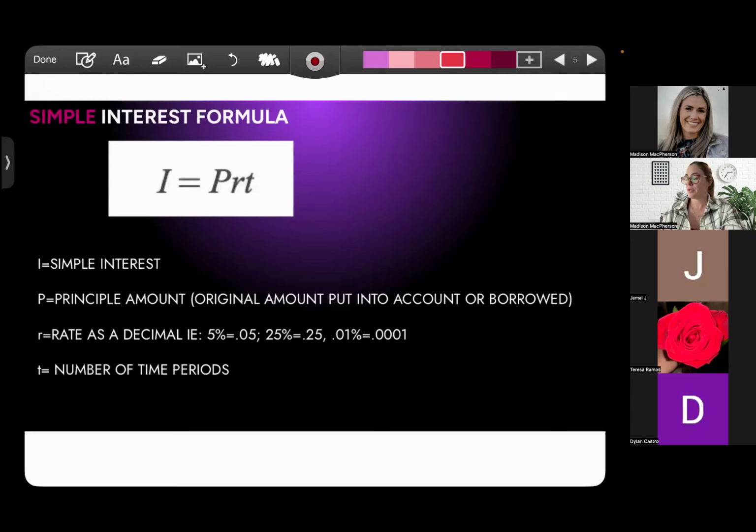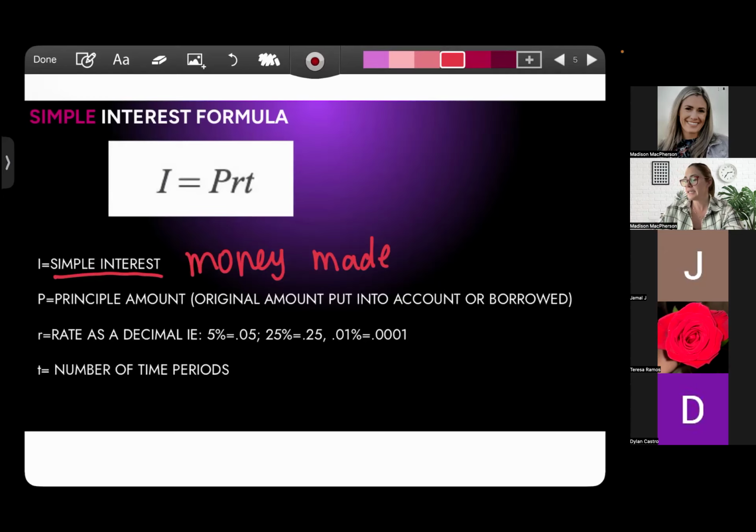Okay, so simple interest formula. Here is our formula. I is the amount of simple interest you make, so money made. Principal amount is the original amount you put into that account. So in the last example, it would have been that $1,000 that you deposit at the beginning.